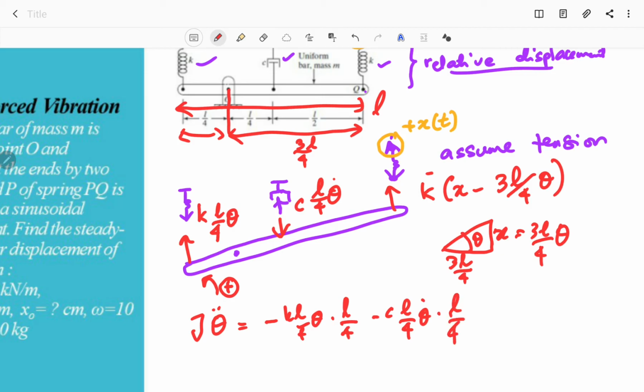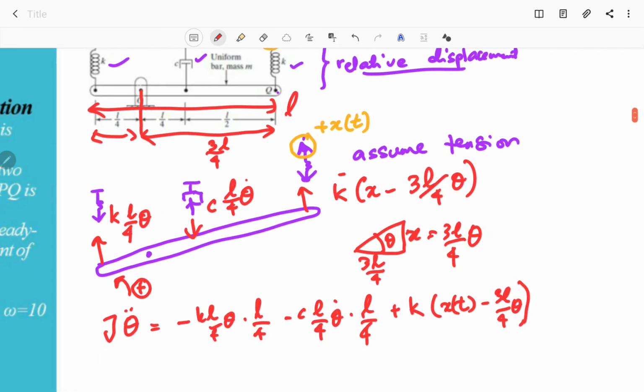And then you have your K, which is positive here, so you have positive K, you have your xt minus 3L over 4 theta. Don't forget as well, I haven't substituted this xt into x0 yet, so don't worry, we'll do that later. But for this one, you need to make sure that you times 3L over 4.